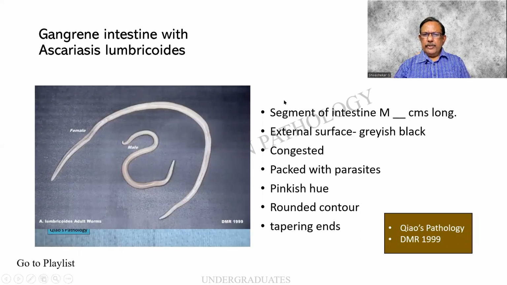So the previous description will be: segment of the intestine measuring so many centimeters long. External surface is grayish black, congested, and the lumen is packed with parasites. The parasite has got a pinkish hue, rounded contour. It is not flat as in the case of a tapeworm, and the ends are tapering. Look at this one, tapering, pointed. And these are the references for this picture.